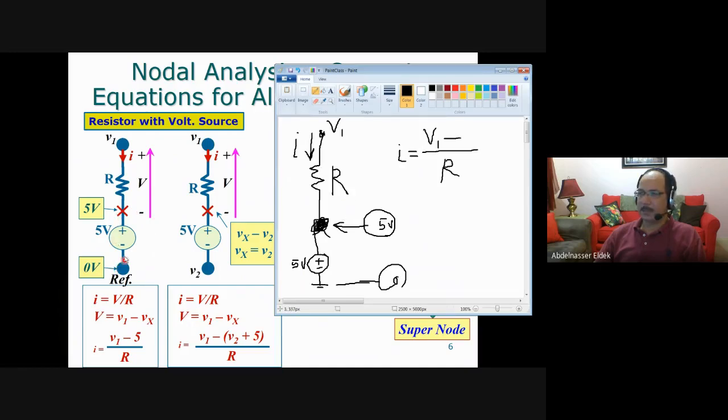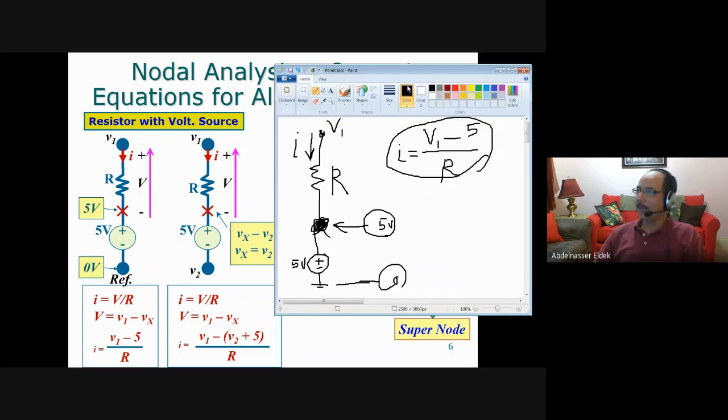Okay, so here you see the voltage here is 0, then the voltage here is 5. So what is the value of the current? It will be V1 minus this one here, which is 5, divided by R. So this will make it (V1 minus 5) divided by R.